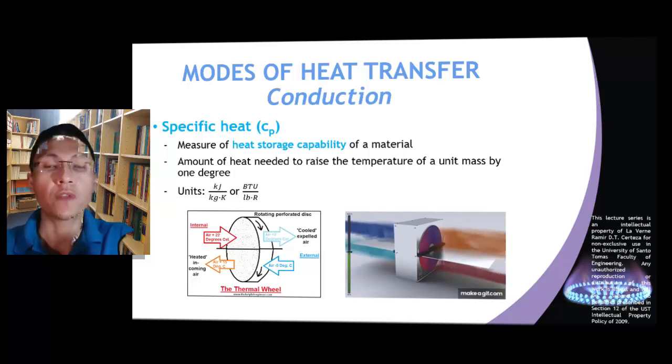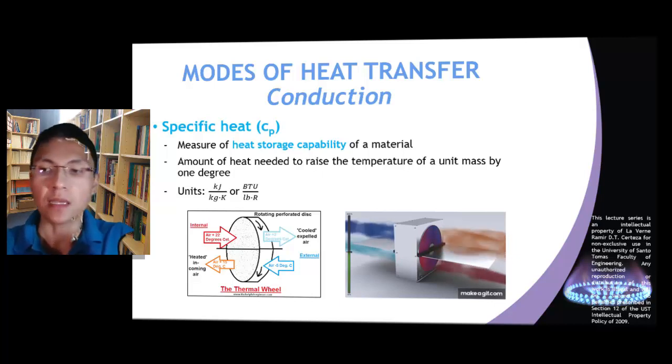Then the portion of the wheel which is exposed to the hot air becomes heated. Once this portion of the thermal wheel rotates to the duct where the cold exhaust air passes through, heat will transfer from the thermal wheel matrix to the cold air, thereby heating up the exhaust air.